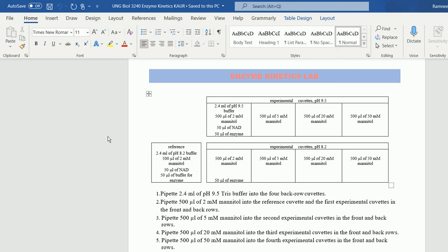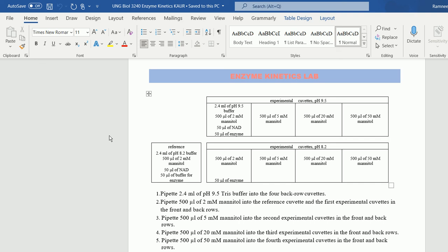In your reference cuvette, you will have 2.4 ml of pH 8.2 buffer. The buffers will be given to you, at pH 8.2 and 9.5. So in the reference, you're going to add 2.4 ml of pH 8.2 buffer, and you are going to add 500 microliters of 2 millimolar mannitol, which is your substrate, and 50 microliters of NAD plus.